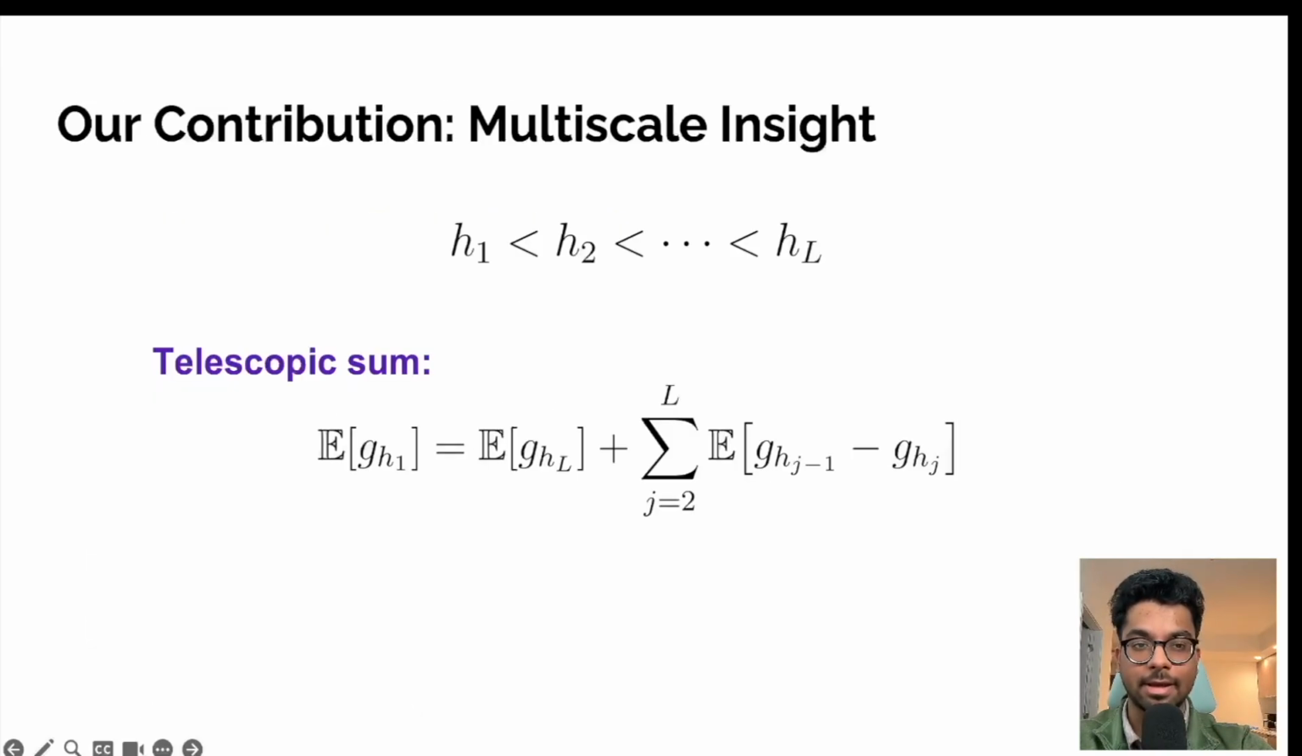Instead of estimating everything on the finest mesh, we use a hierarchy of resolutions going from H_1, which represents the finest mesh, all the way to H_L, which represents the coarsest mesh. We express the expectation of the fine scale gradient G_H1 as a telescopic sum of coarse gradients plus correction terms. This idea comes from multilevel Monte Carlo. For this case, the coarse level captures most of the structure, whereas the error term becomes smaller as resolution increases.